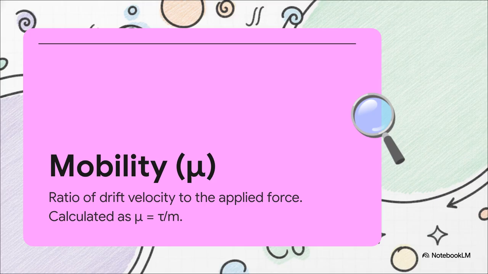This brings us to mobility, represented by the Greek letter mu. Mobility is simply the ratio of that drift velocity to the applied force. As you can see, it's calculated as the average time between collisions, tau, divided by the mass of the molecule, m. Now, here is a fascinating trap that even a ton of physics textbooks fall right into.